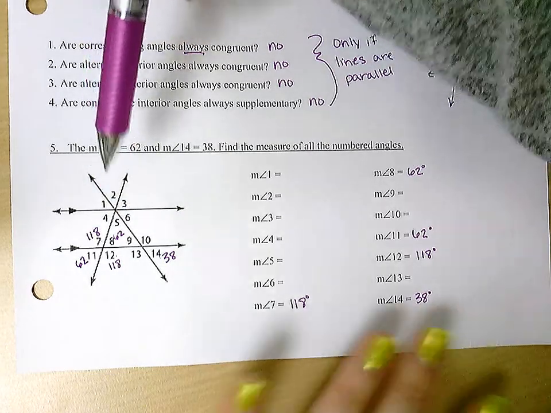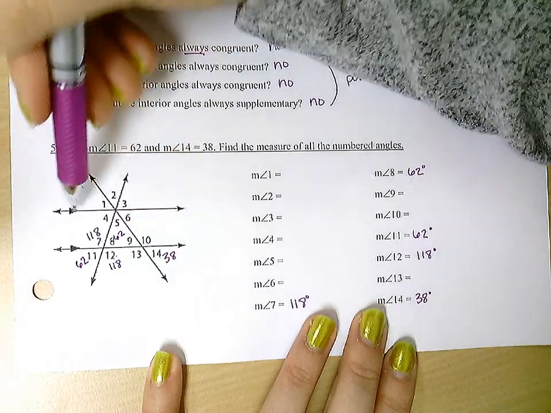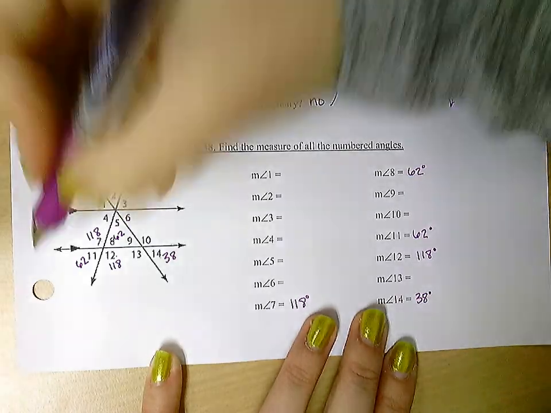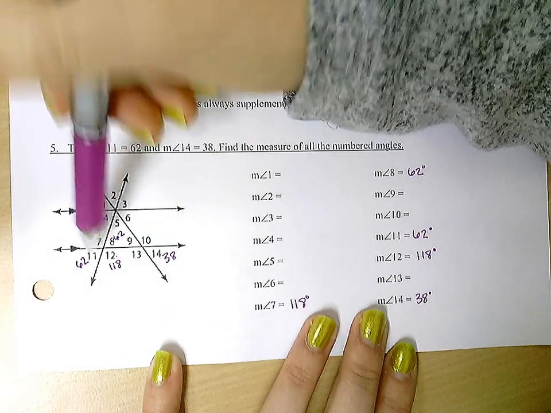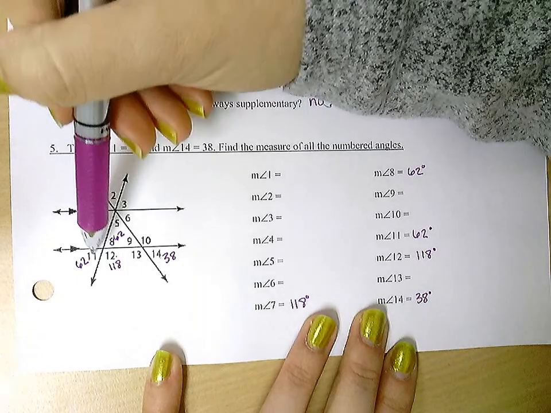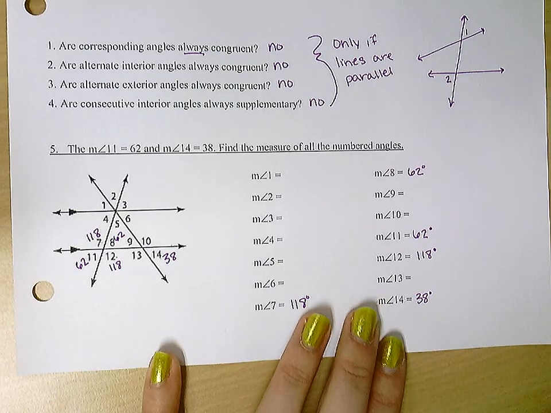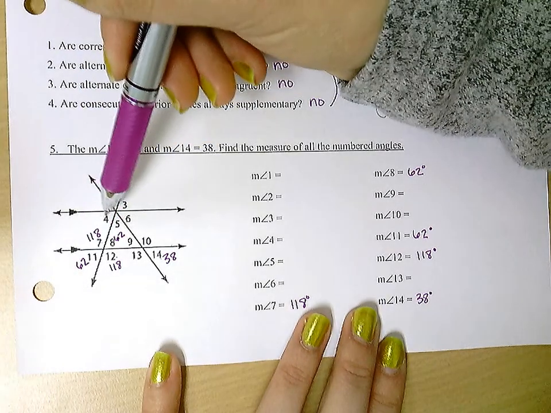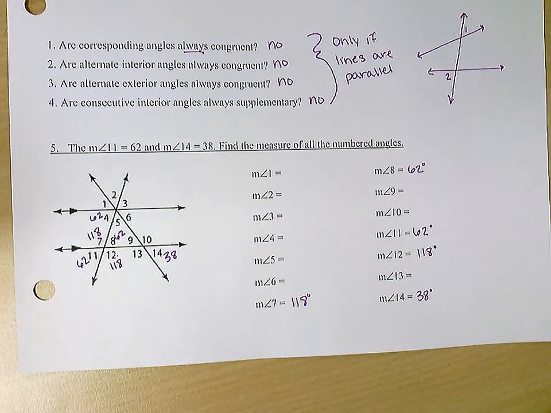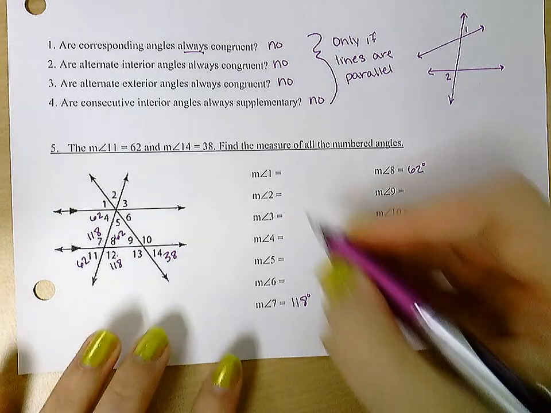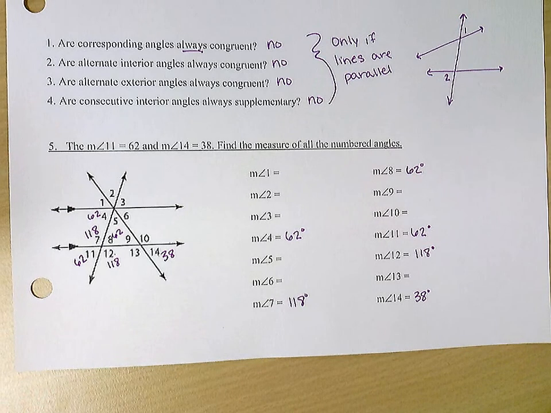Now I'm going to do one using my parallel lines. So here are my parallel lines, right? What type of angle pair then is 4 and 11? They're corresponding angles. What do we know about corresponding angles from above? They're congruent, meaning 4 has to be 62 degrees. So you have to look for those different angle pairs. I want you to find the rest of those angle measures.